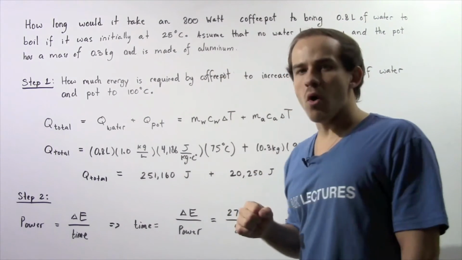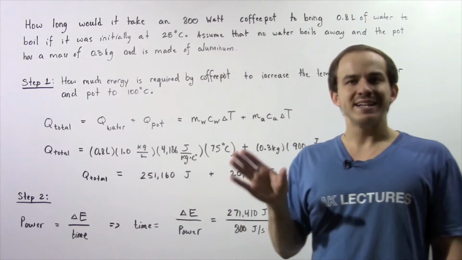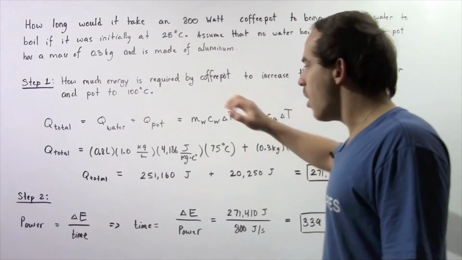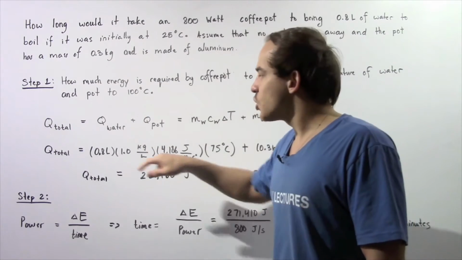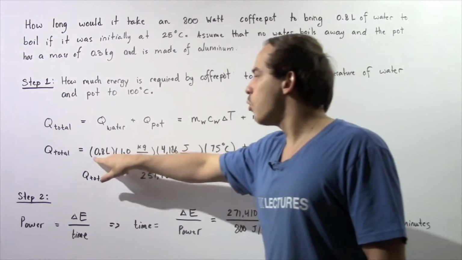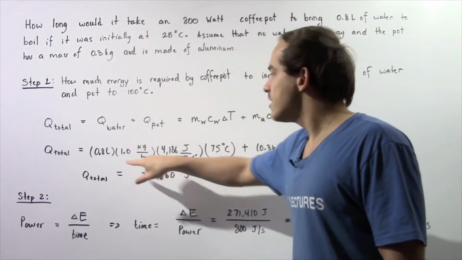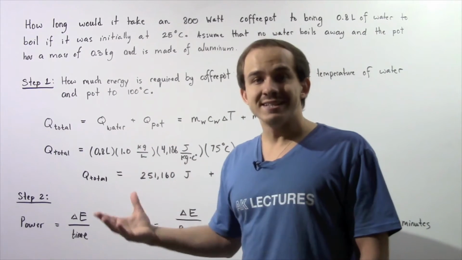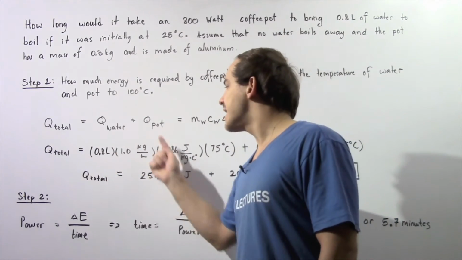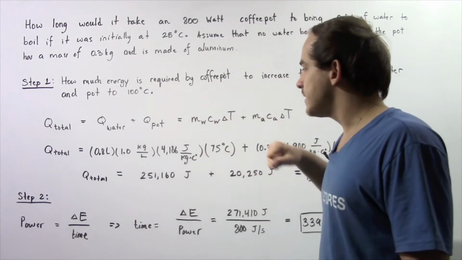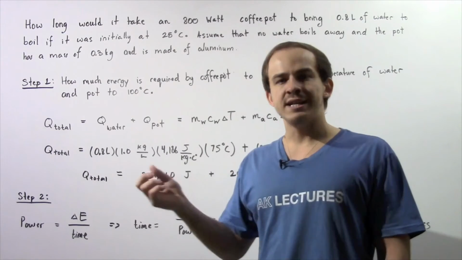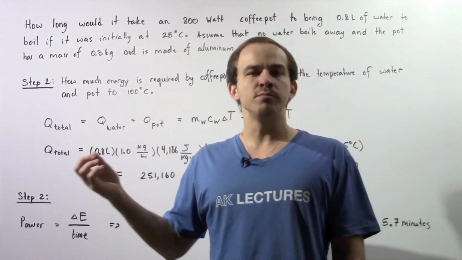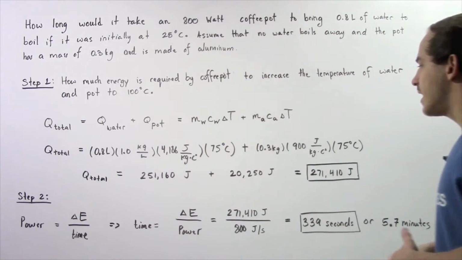Now, what about the mass of water? Well, the mass of water is determined by taking the density of water and multiplying by the volume. So we know the density of water is 1 kilogram per liter. So we take the amount in liters, 0.8 liters, and multiply by 1. The liters will cancel and we're left with 0.8 kilograms of water. And since no water boils away, the mass remains constant. Now, the specific heat of water is 4,186 joules per kilogram times Celsius. And the change in temperature is 100 minus 25, so 75 degrees Celsius.